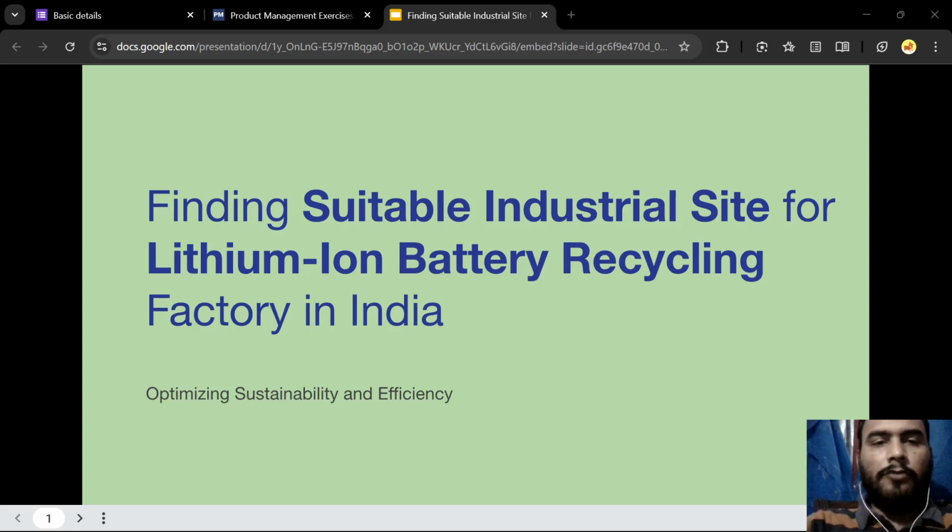Hi everyone. So today let us see one of the assignments that I had built for a founder office role, I think. The prompt was that we had to build a slide or a deck on this statement: to find a suitable industrial site for a lithium ion battery recycling plant in India. And the same was for an international location. But this deck is for finding a site in India.